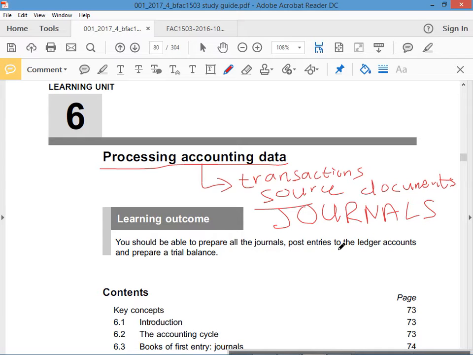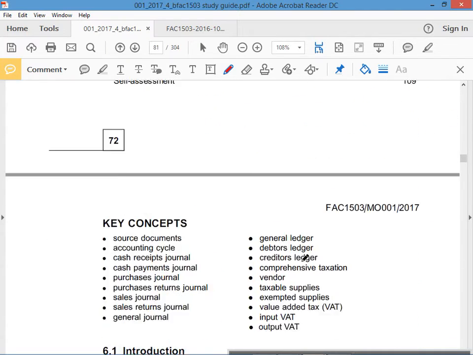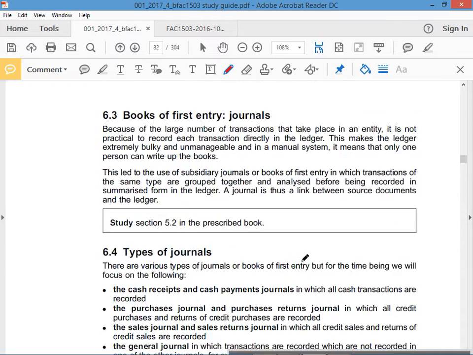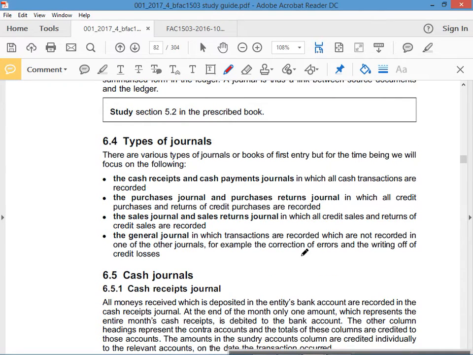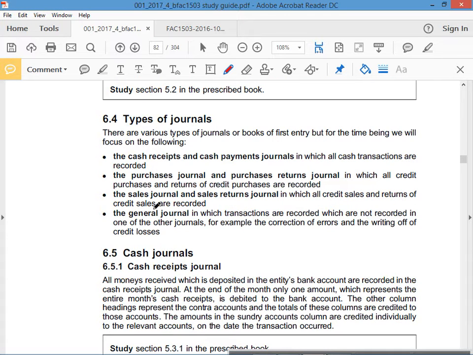So when I have a cash receipts journal, I'm recording all my cash receipts. When I have a cash payments journal, I'm recording all my cash payments. So that's what we're looking at here. We're looking at the processing of accounting information or data. Just to show you what the textbook has given you, obviously you guys can go through this yourself. The notes that you have give you the most important bits and pieces from here. Okay, what I do want to focus on is the journals.